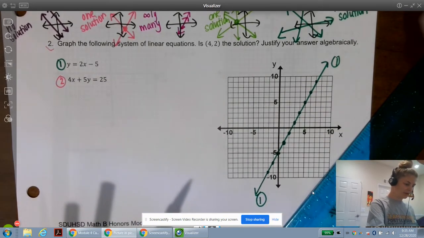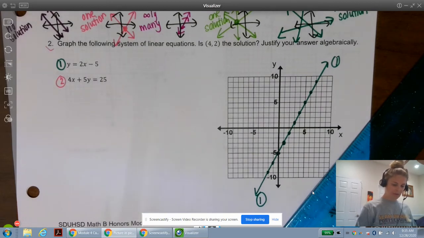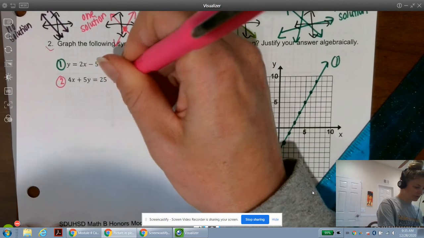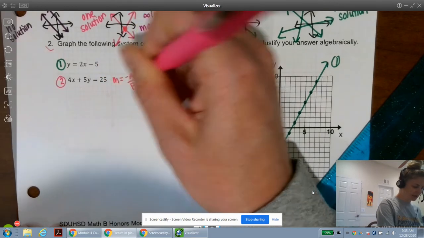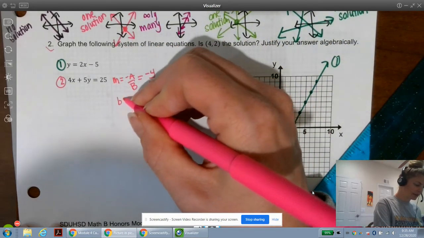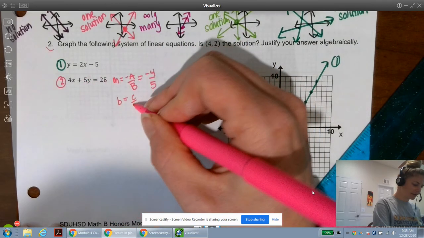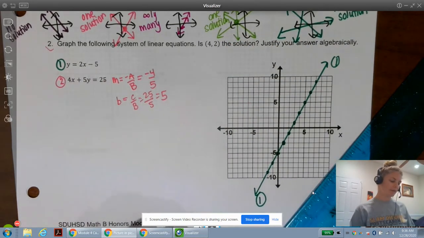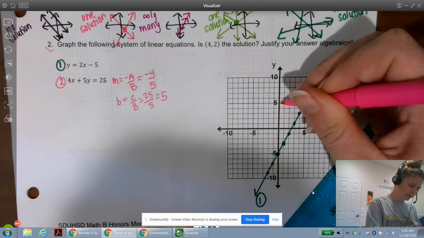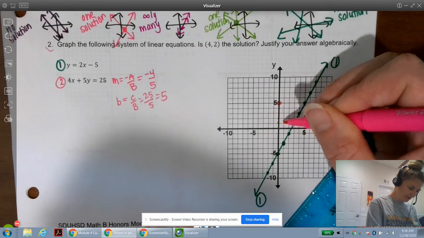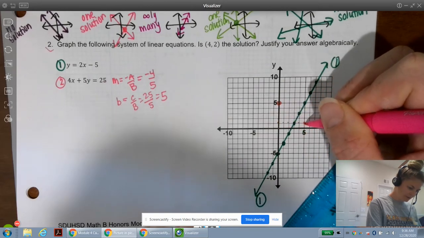Now I'm going to graph equation number 2. I'm noticing equation number 2 is written in standard form, so we could graph our intercepts, or we could use our ratios for slope. Remember, our slope ratio is -a/b, so this would be -4/5. And our y-intercept is going to be c/b, so that is 25/5, which is 5. So I'm going to graph my y-intercept at +5. Then I'm going to go down 4, 1, 2, 3, 4, and to the right 5, 1, 2, 3, 4, 5.